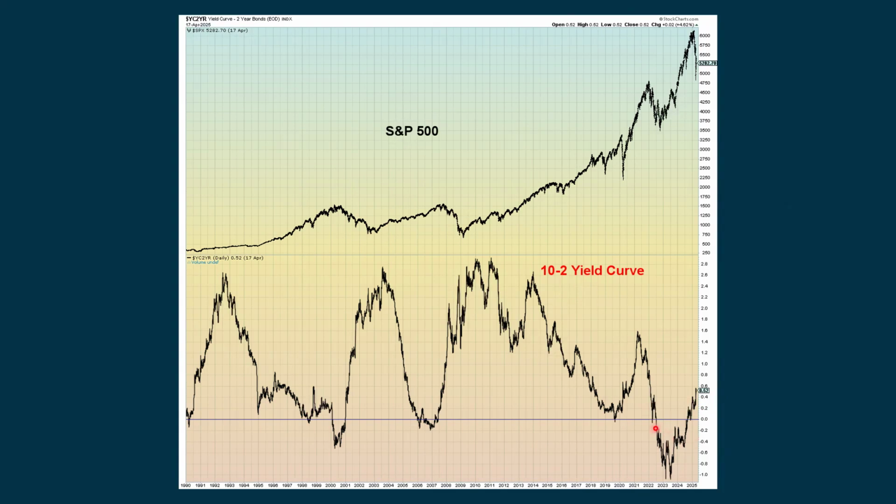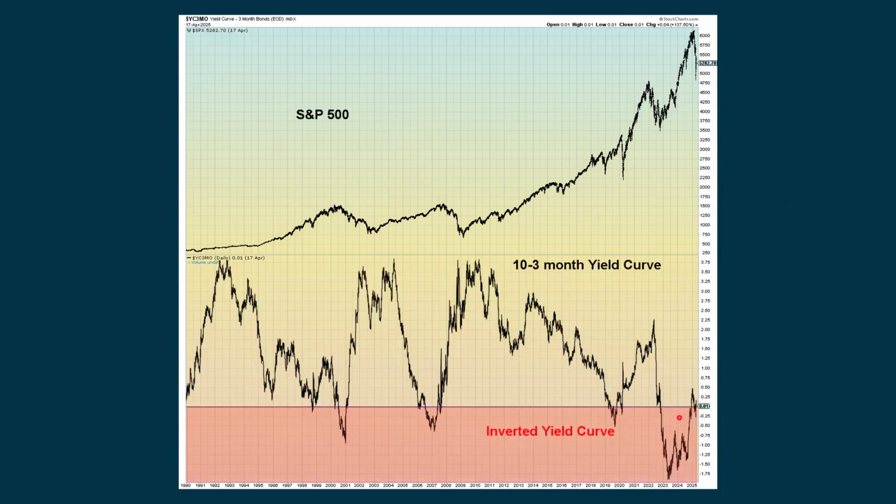Because when it drops down and goes inverted, that's when we're concerned that once it goes back to not being inverted, we start to count down to go into a recession. So we're kind of in that countdown mode right now, but this is actually going on for quite a while.